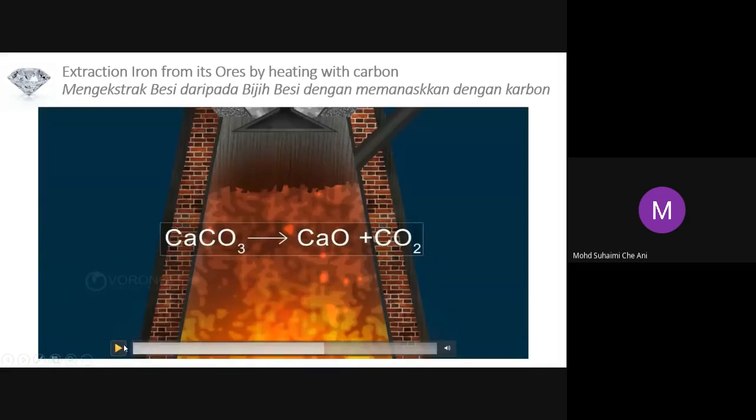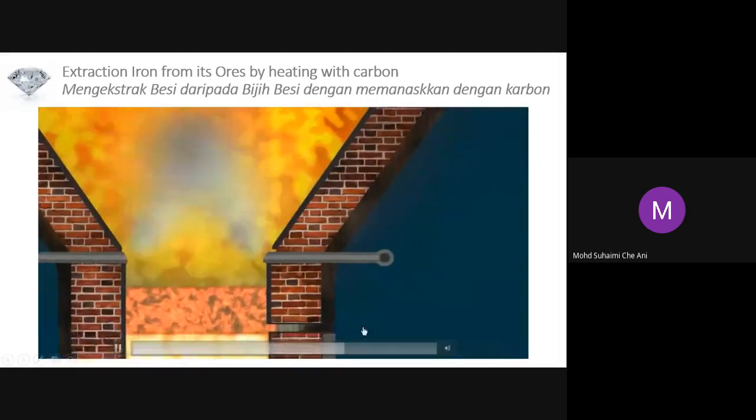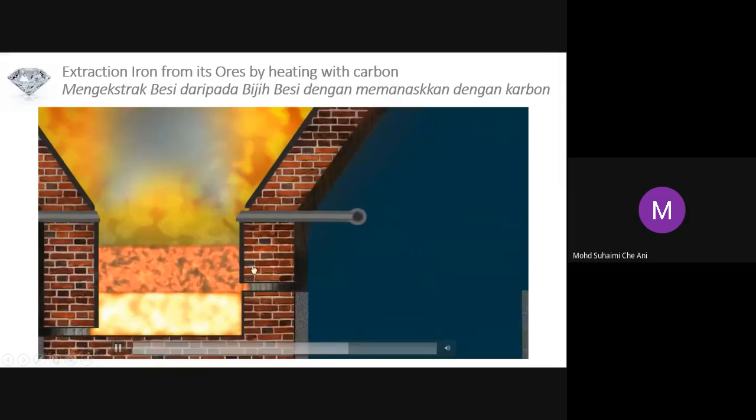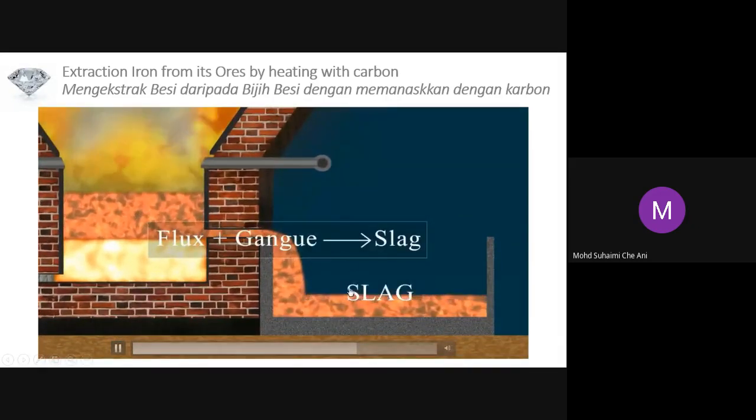Okay, besides that, there is some waste such as sand and soil inside the ores, inside the hematite, right? So that's why they also want to remove all the waste. They use the limestone, the calcium carbonate. It will react with the waste to form a slag. Slag means the waste product from this kind of reaction. So this one is the slag.